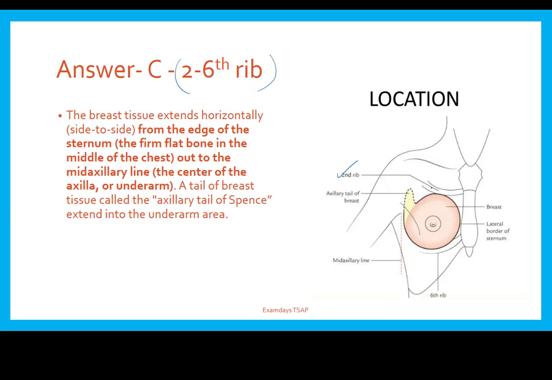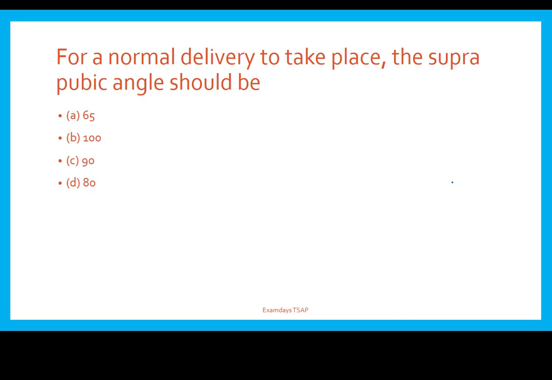So this is the second rib, the exact location as given. The axillary tail of the breast is another location. And here is the sixth rib. So this is the part as given, 2 to 6 rib, as the breast extends from this position to this position. Moving on to the next question.